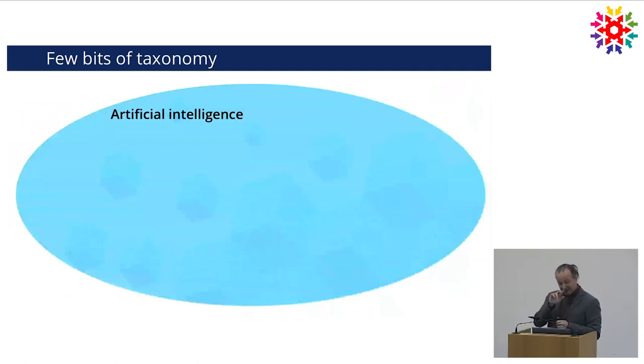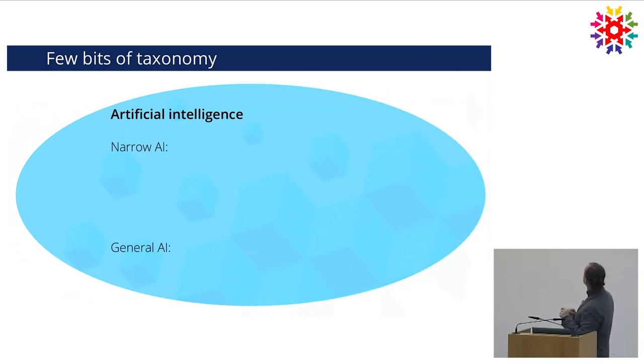About taxonomy or terminology, I like to start with the term itself, artificial intelligence, which is sometimes misunderstood. In general, we have two types of artificial intelligence: what we call narrow artificial intelligence and general artificial intelligence. And sometimes, probably, when we say artificial intelligence, we have more in mind the general one.